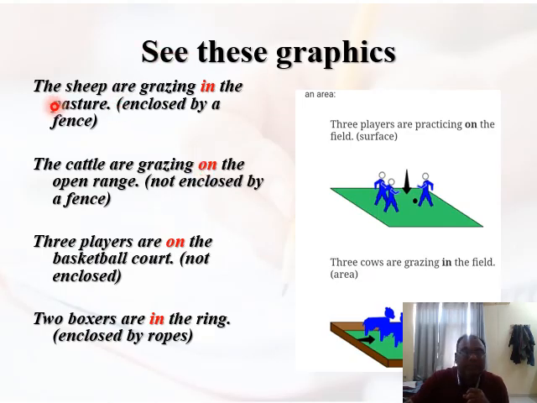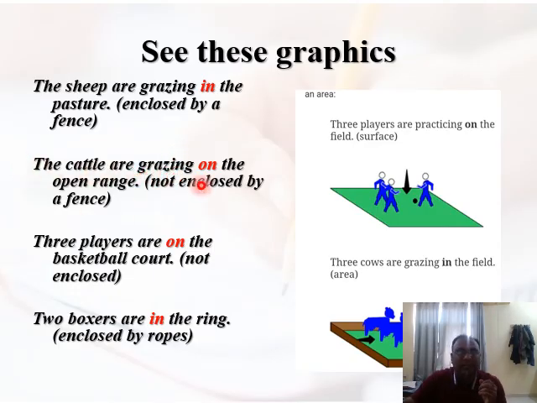Now, see these graphics also. The sheep are grazing in the pasture, enclosed by a fence. Now, actually, what is the difference between a field and a pasture? A pasture is always enclosed by a fence. This is a specific enclosed area. Okay, that's why in the pasture, that is the green turf area covered by green grasses.